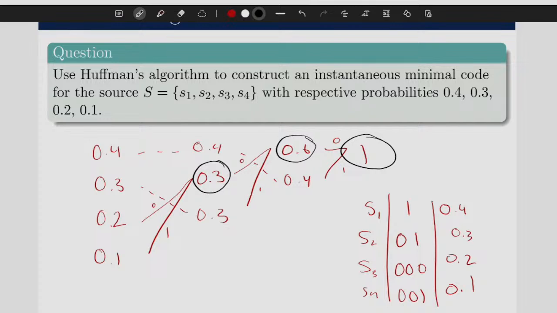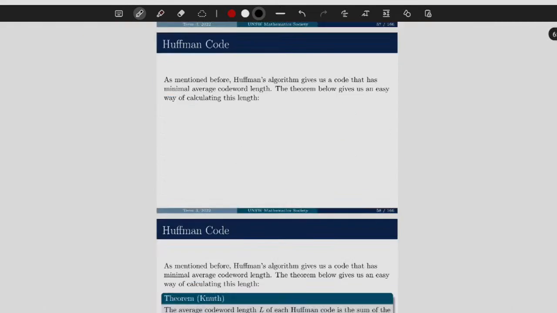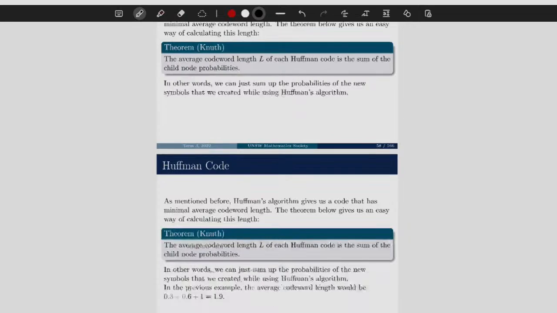right? So what our theorem is essentially saying is that our minimal average code word length, min length, is going to be the sum of all of these child nodes, and you can see very clearly that's going to be 1.9, right? That's it. That's essentially all there is there. Yes, 1.9.